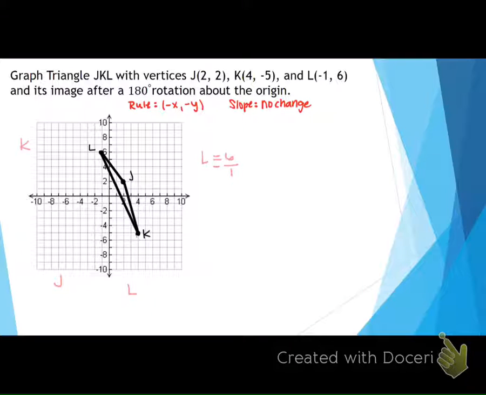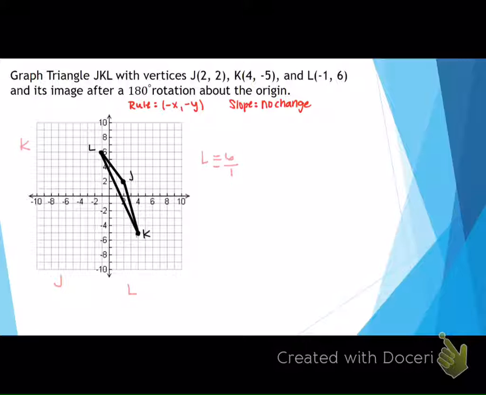So Gabe, from the origin, what am I going to need to do to get L down here? Do I have to go up or down 6? You have to go down 6. Do I have to go right or left 1? Right. Right 1, and that puts us in the quadrant we want to be.